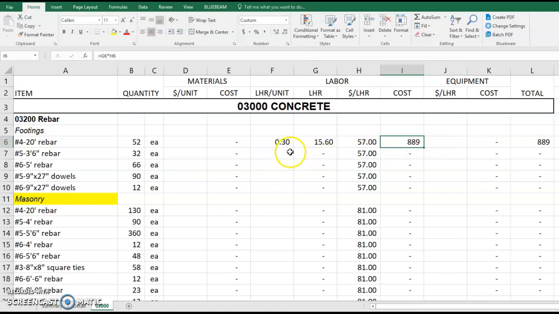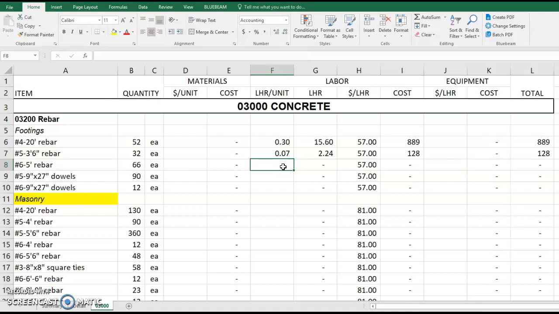So let's do some more here. Number 5, 3 foot 6 inch rebar. So that is going to be a dowel to a number 6, and that's 0.07. So I've got 7 cents as my labor hour unit. And so since I've only got 32 of those, it's going to cost about $128 to install them. And let's keep going. We're having fun now. So what is the next one?